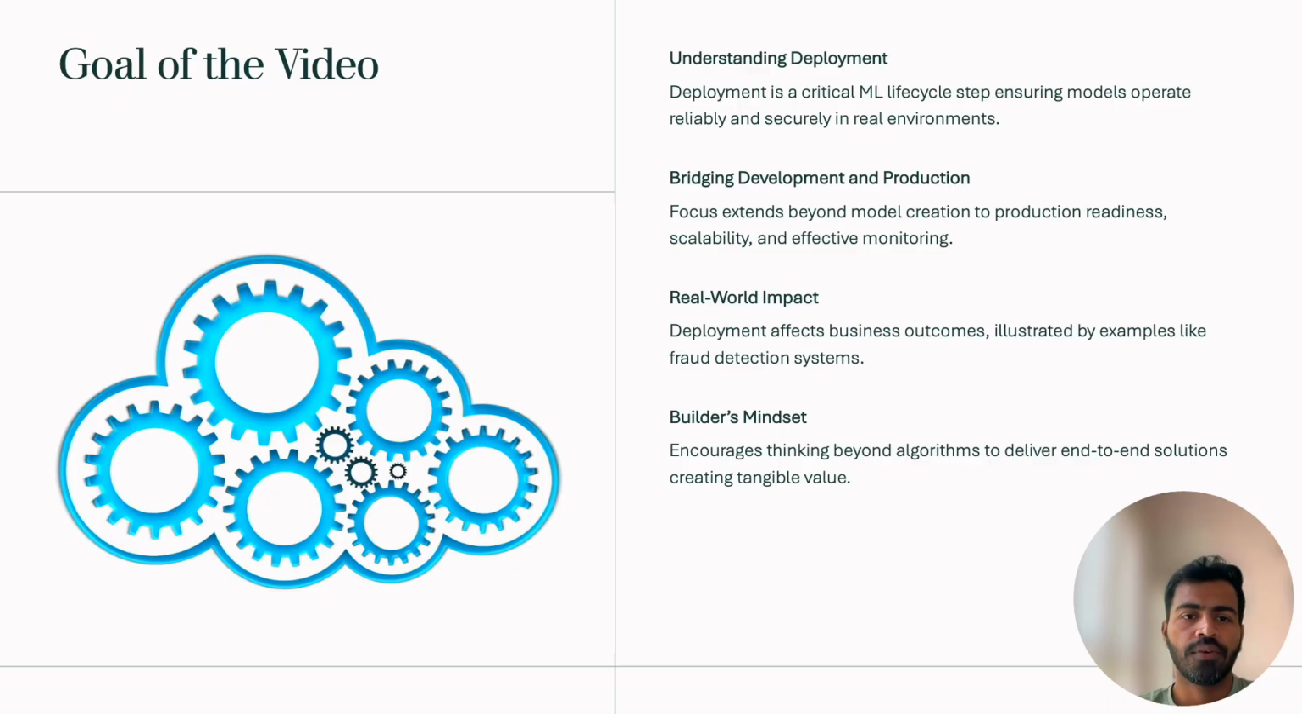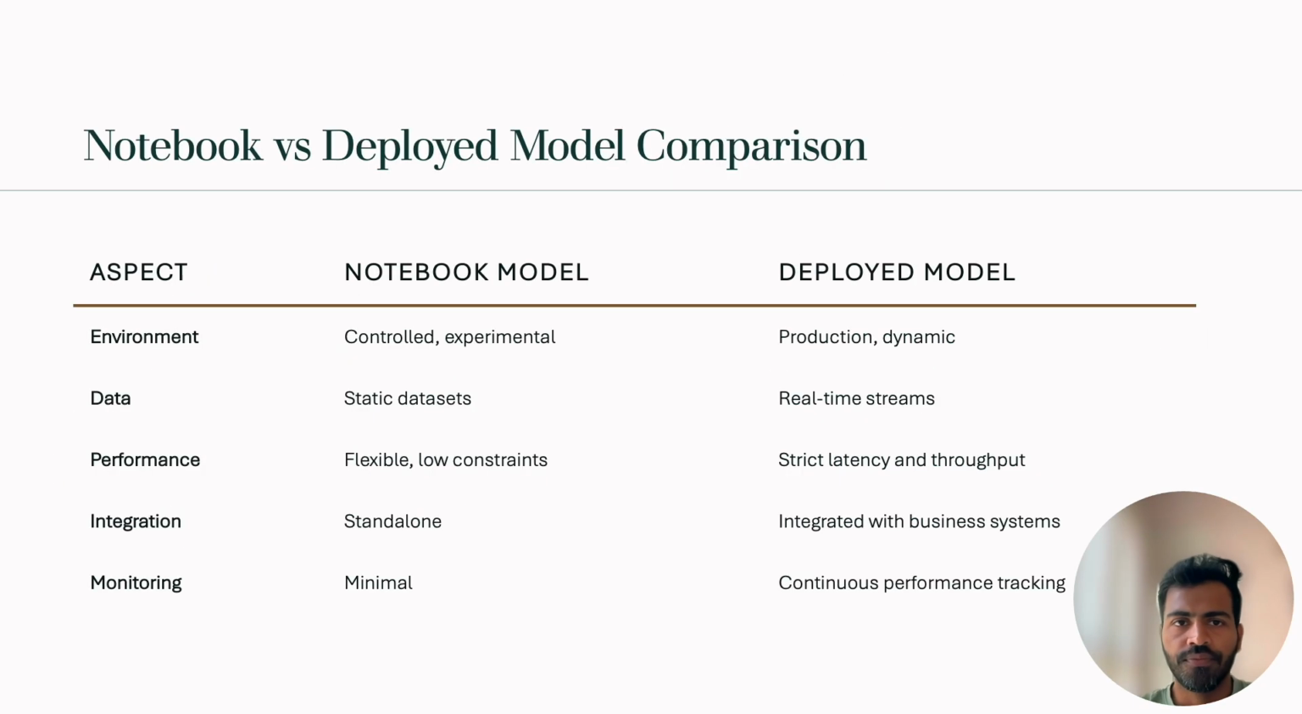So, the primary goal of this training video is to clarify what deployment means in the context of machine learning and why it is a critical step in the life cycle of any ML project. Many practitioners focus heavily on model development and overlook the complexities of deployment, which can lead to project failure. This video aims to bridge the gap by explaining deployment in simple terms. The difference between a model in a notebook and a deployed model is profound.